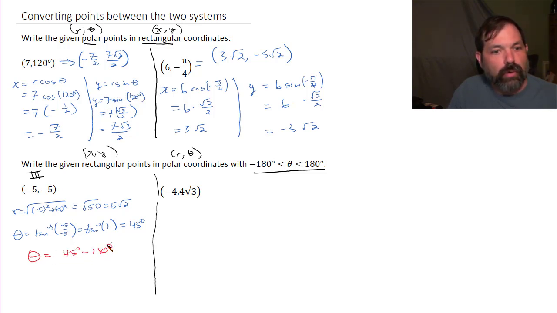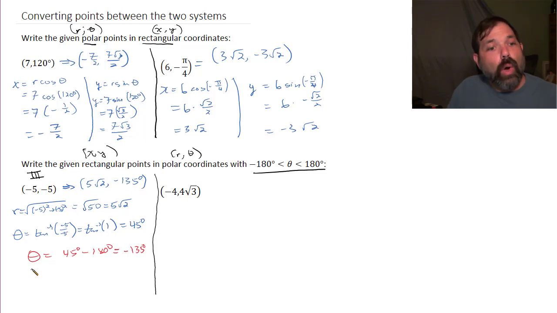So if you remember that the tangent has a period of pi, 180 degrees, then I can either add or subtract 180 degrees as appropriate and necessary. So then we'll use theta equals negative 135 degrees. So this point, negative 5, negative 5, in polar coordinates is then, I can write 5 root 2, negative 135 degrees.